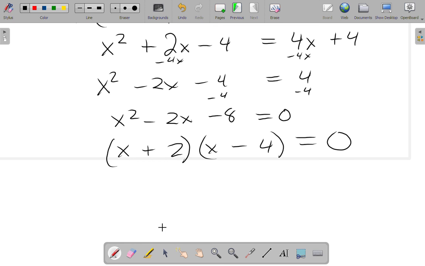But what if you looked at it and you didn't realize it factored and you went and did completing the square? You could add 8 to both sides. Would it work? Yeah, it would.